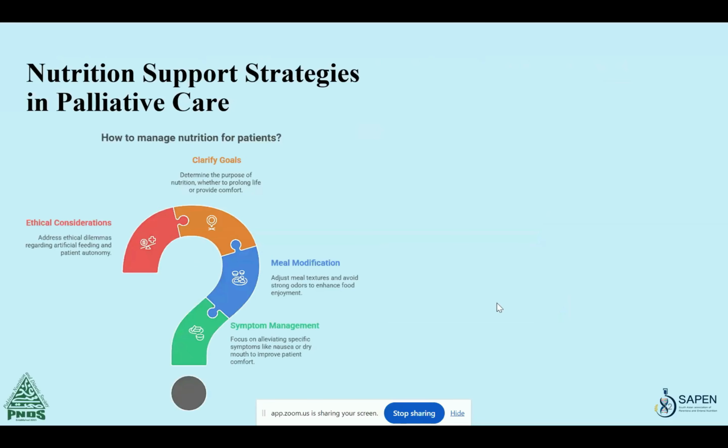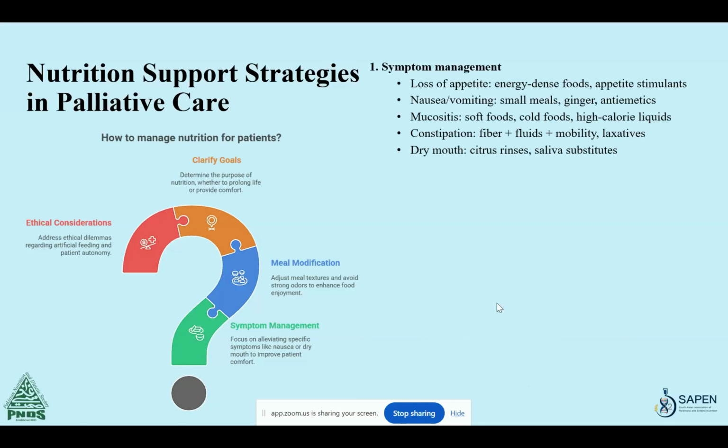For symptom management, most of the patients are going through disease-based symptoms and disease-based side effects, so we consider these in the nutritional management. For meal modification, adjust the meal according to the clarified goals and the ethical considerations. For symptom management, being nutrition professionals, it's not that difficult for us to provide nutrition support, but the difficult thing is to decide to which extent we should go.